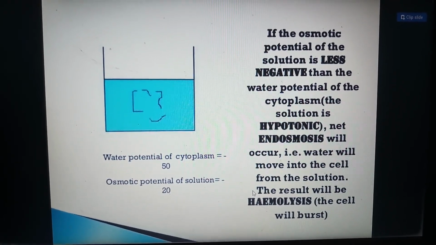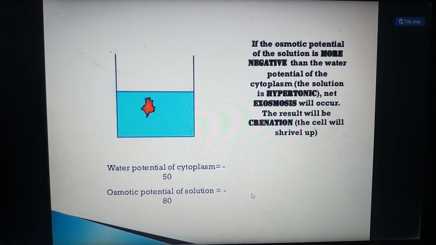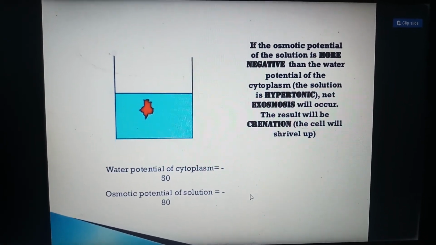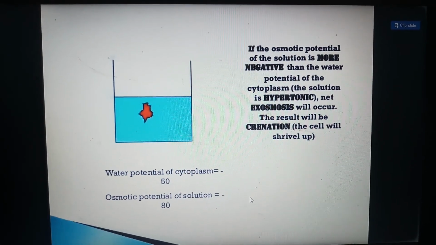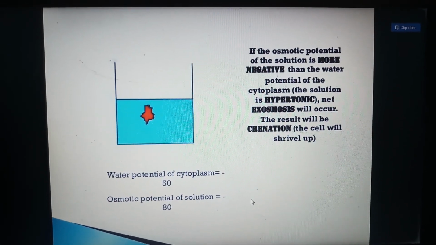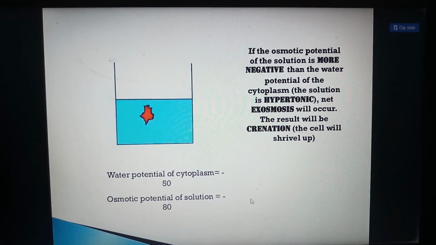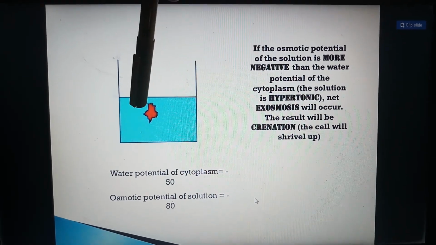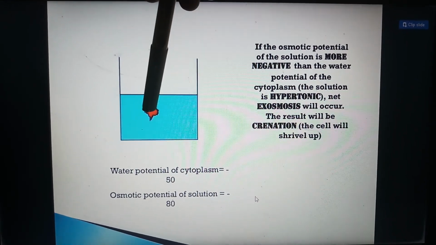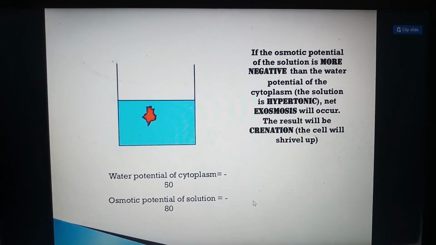So the water potential of the cytoplasm is equal to 50 and the osmotic potential of the solution is equal to 20. If the osmotic potential of the solution is more or less negative than the water potential of the cytoplasm, the solution is hypertonic. So net exosmosis will occur. The result will be crenation, which means the cell will shrivel up. In this hypertonic solution, compared to the cytoplasm, the water will move from the cytoplasm into the surrounding solution. So now the cell will shrink.